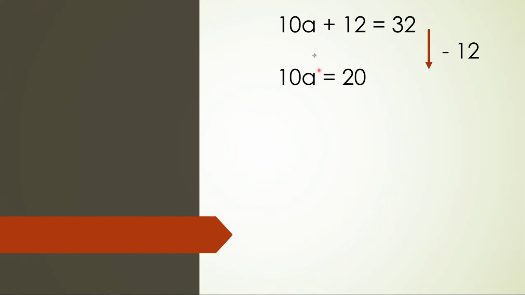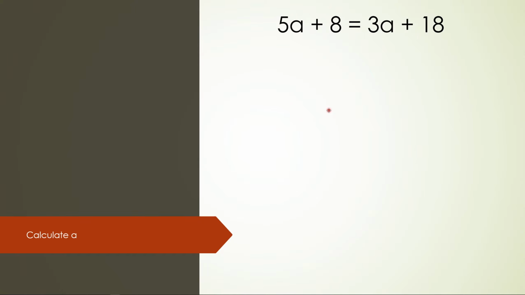Now, we want to know 1a. How do we come from 10a to 1a? We divide by 10. If we do minus 9a, we have to do it on the right side too. So we get a letter on the right side. That's not what we want. So we just divide by 10. 10a divided by 10 equals 1a. And 20 divided by 10 equals 2. We're left with a equals 2. It's this simple. These are the simple steps you have to follow. Let's look at another one.